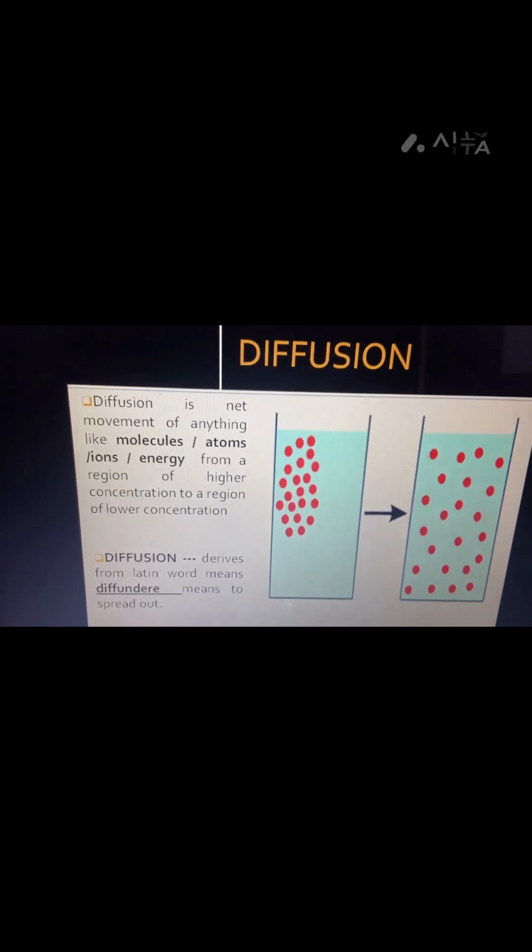Today we are going to understand a very important phenomenon, that is diffusion. Friends, diffusion is very important to cells because it allows the cell to gain some of the useful substances for growth and energy and get rid of waste products. So now understand this passive transport in detail.